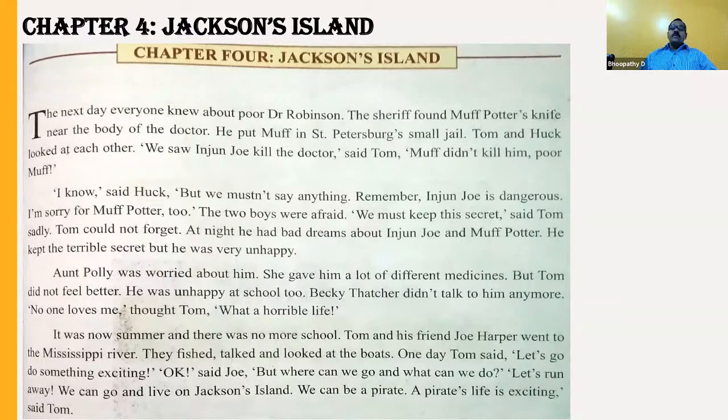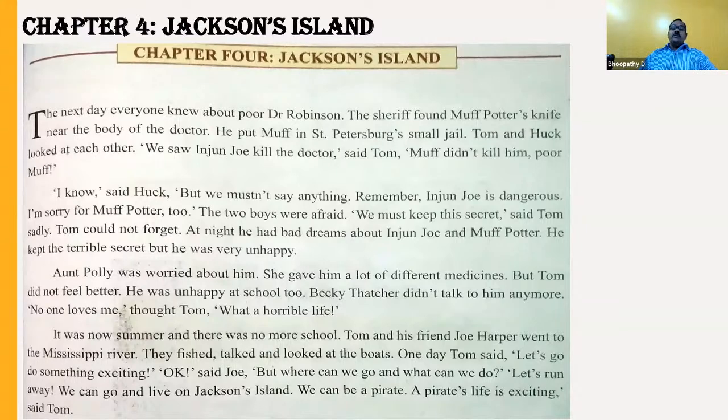There was no one to love our Tom. What a horrible life. He was not happy in his life. Now, summer vacation started. No schools. Tom and his friend Joe Harper went to the Mississippi River. They fished, talked, and looked at the boats. The whole day they enjoyed very happily.